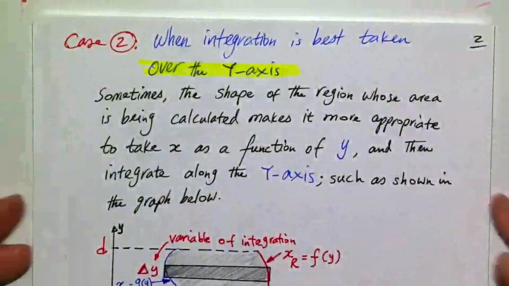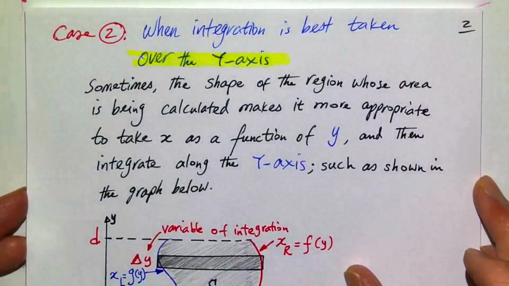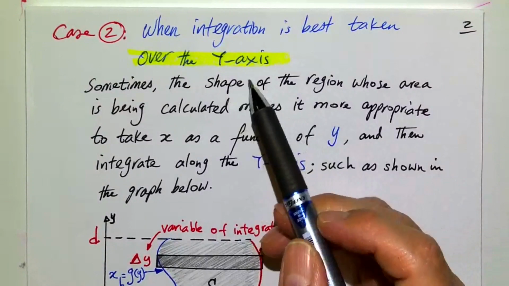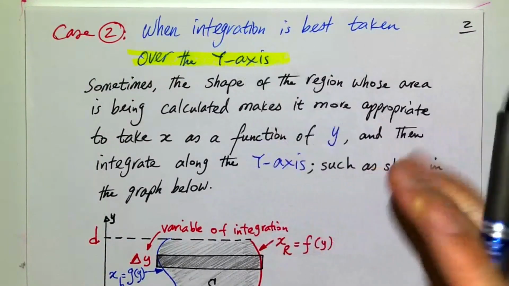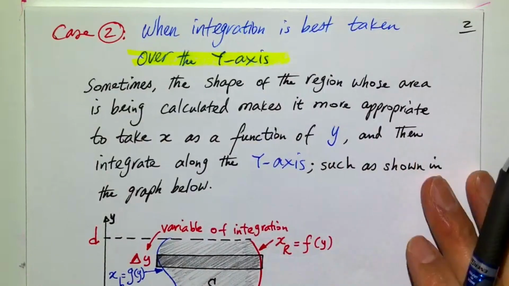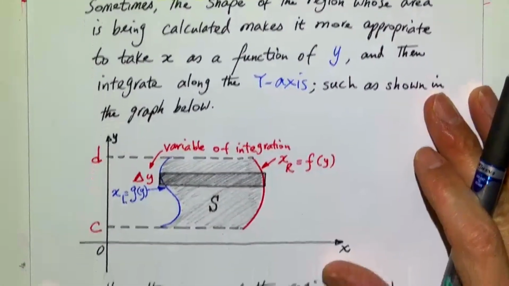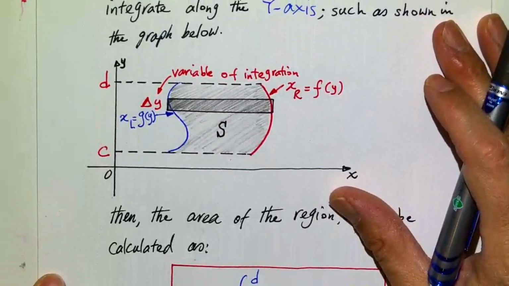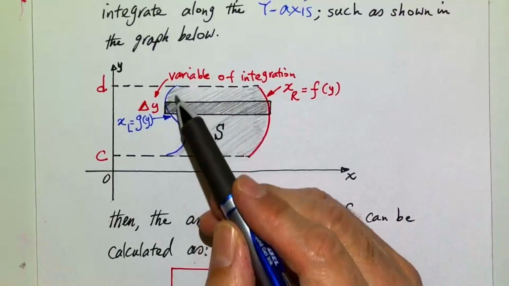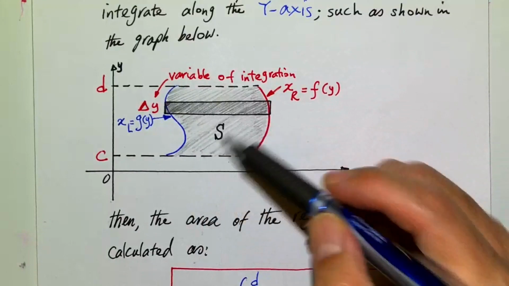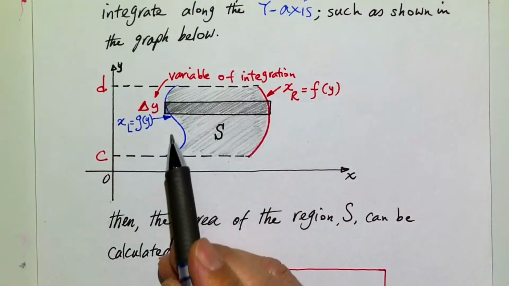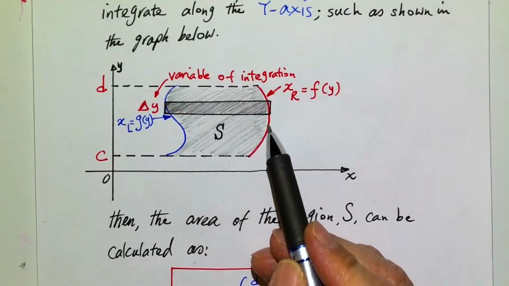Case two is, as I said earlier, when we want to integrate along the y-axis. So in which cases does this happen? Well, if we take a look at this picture, notice that in this case, we don't have a curve on top and a curve below it, but we have a curve on the left and a curve on the right.